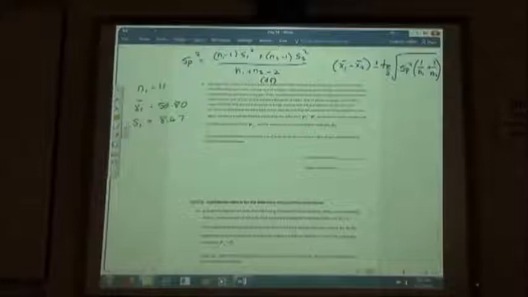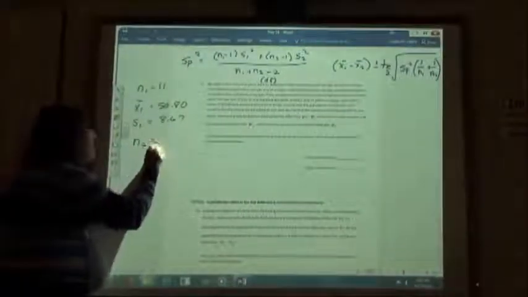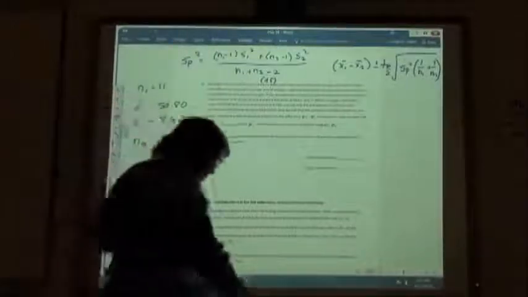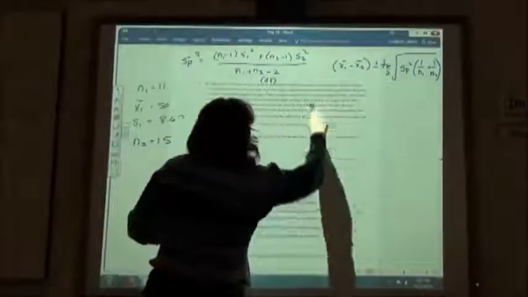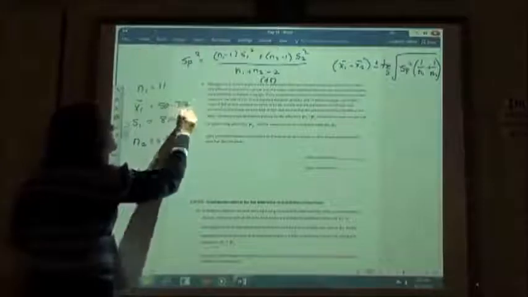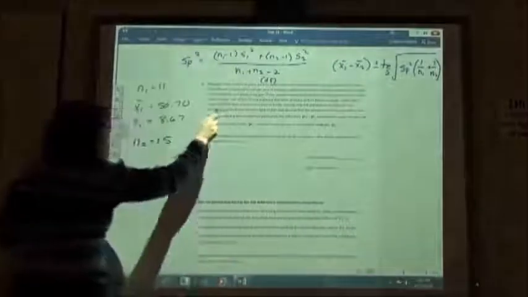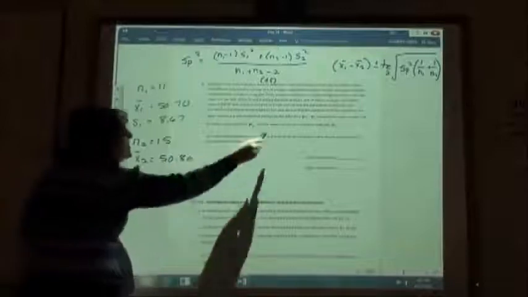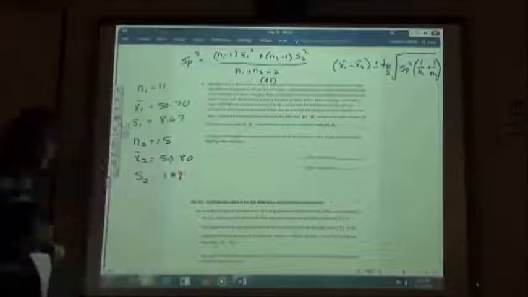My second one, we are going to do 15 plants using gas. So n2 is going to be 15, which had a mean of 50. Whoops, I put the wrong mean on the first one, didn't I? When you go back and forth, it's sometimes hard to see. My first mean was $50.70 with a standard deviation of 8.67. My second one has a mean of $50.80 with a standard deviation. So s2 is going to be $7.98.